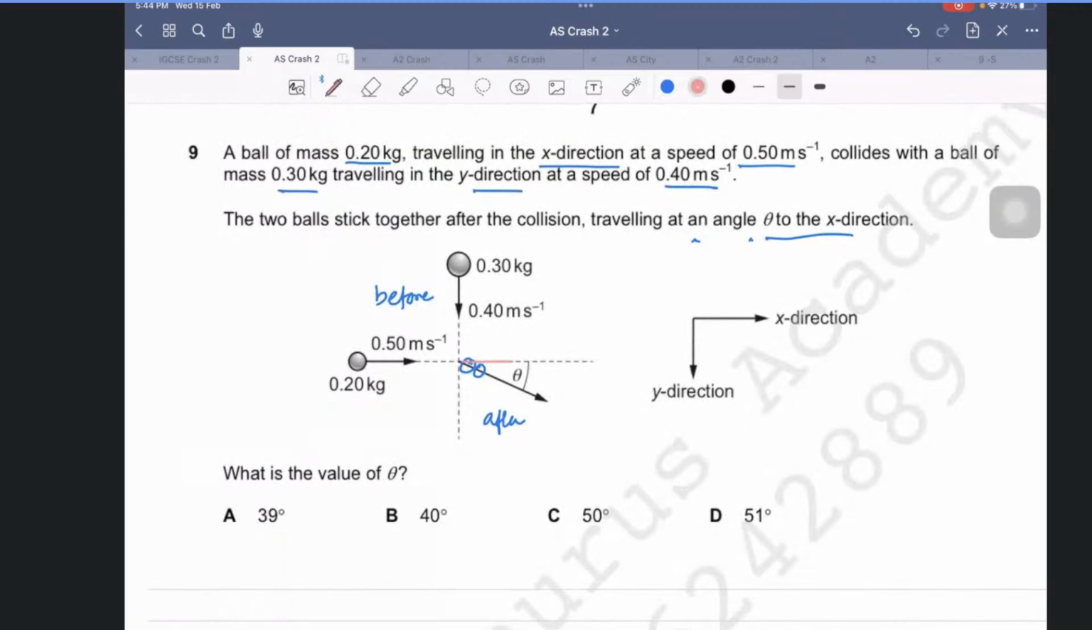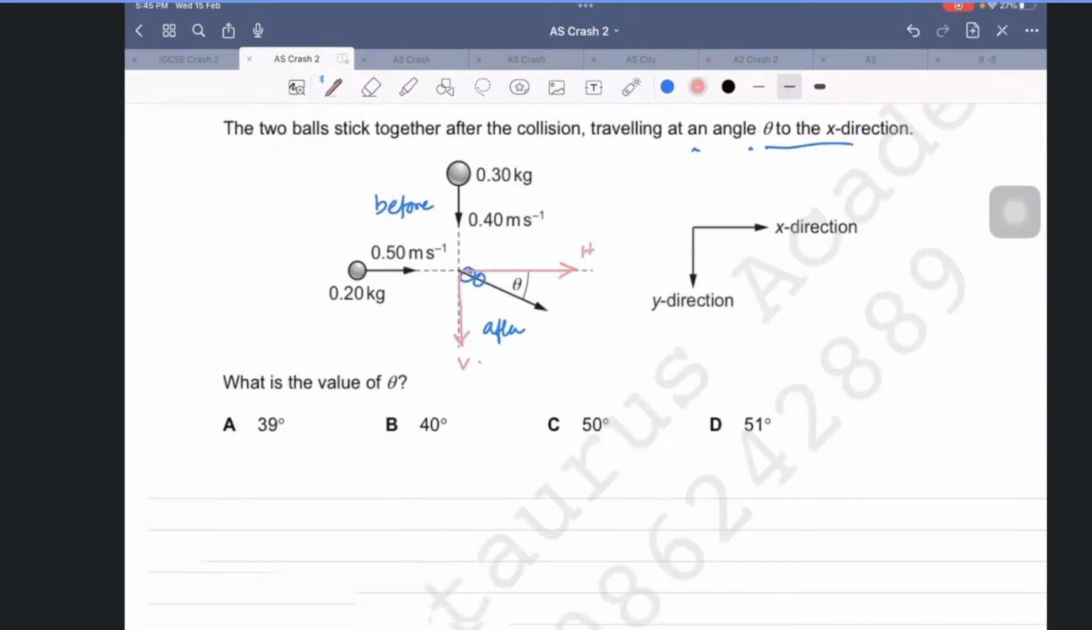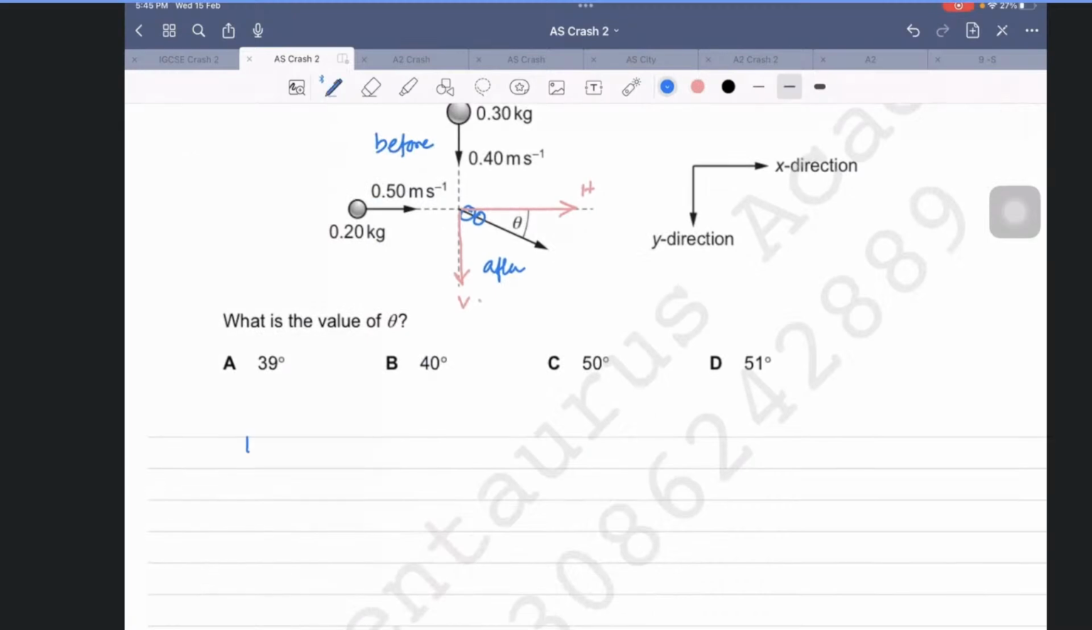Obviously one component has to be the horizontal component, so let's call this h, and one component has to be the vertical component, which is v. So first of all, let's try and solve this with horizontal, and then when we're done with horizontal, we're going to use vertical and then see what happens.